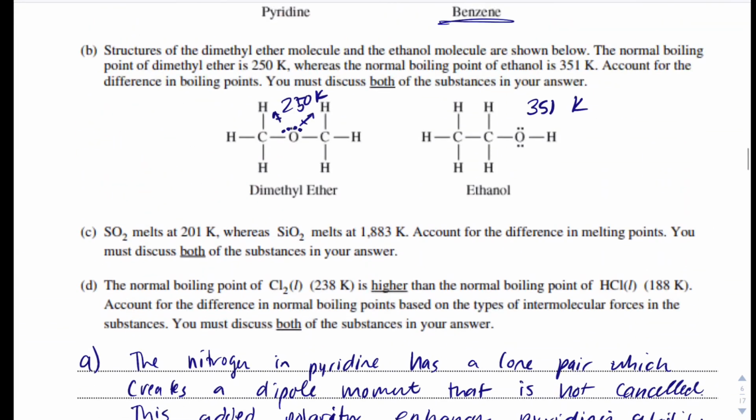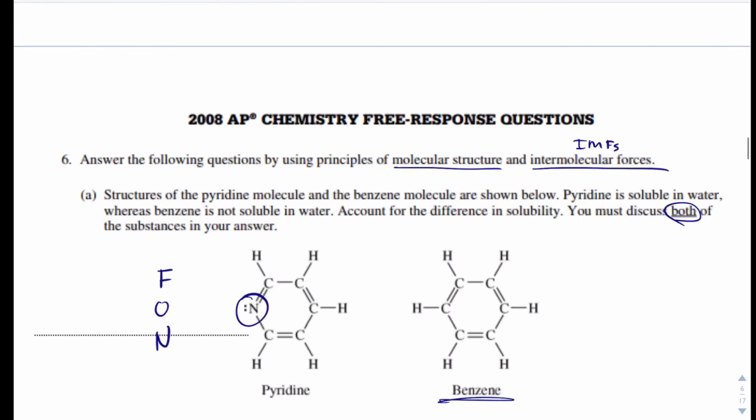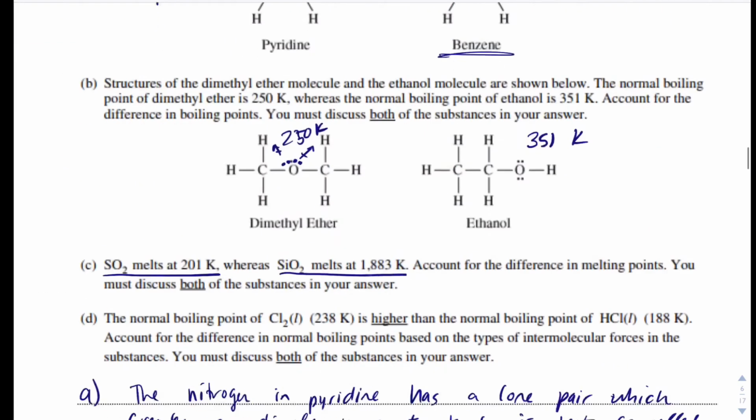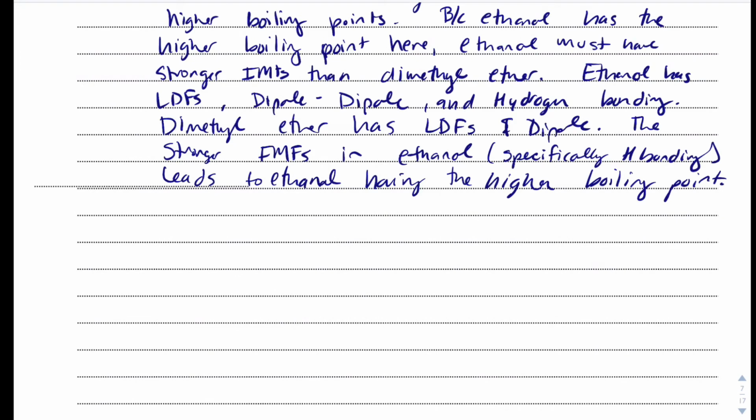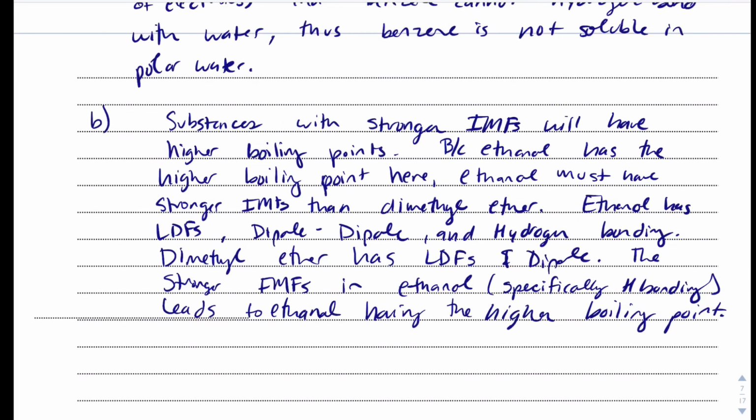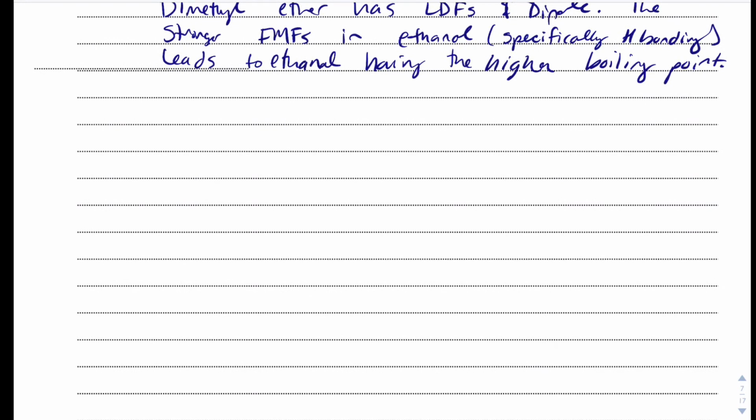Okay, so in C it says SO2 melts at 201 Kelvin, whereas SiO2 melts at 1883 Kelvin. Account for the difference in melting points. You must discuss both molecules. So this one's a little bit difficult. Now remember, this comes from 2008, and we're going to talk about covalent network solids here, and those are not a big focus on the AP test since 2014, I believe. So we're going to talk about them, but understand that after 2014, covalent network solids are less of a focus on the AP test.